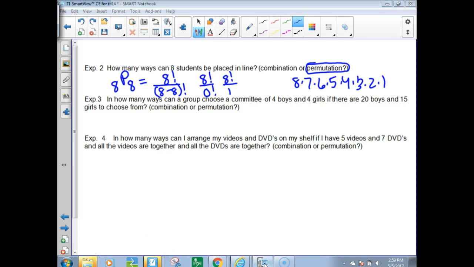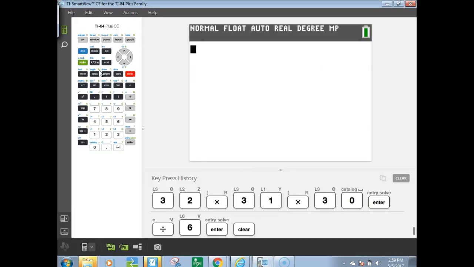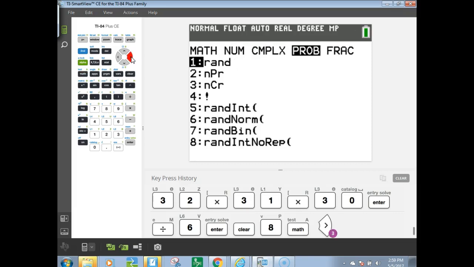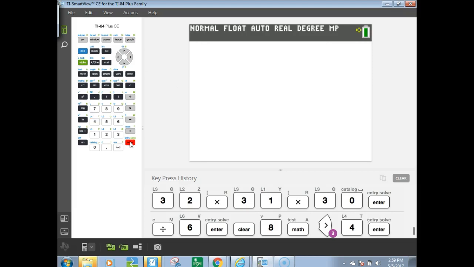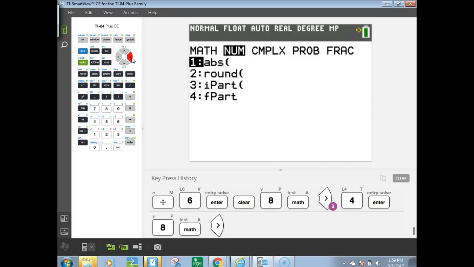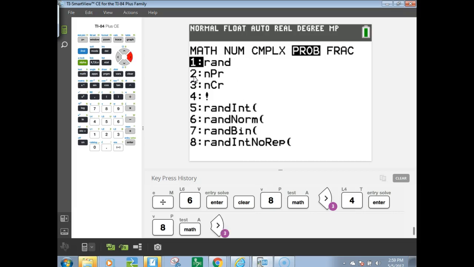Okay, so let's go, and I'll show you where the factorial button is. All right, so if you put in 8, and you want it to be 8 factorial, you hit Math, arrow over to Probability, P-R-O-B. Choice 4 is factorial. That's 40,320. Now I'll show you how to type 8P8. 8 permutations of 8 choices under the probability. You see it? It is choice 2, nPr. The combinations is choice 3.